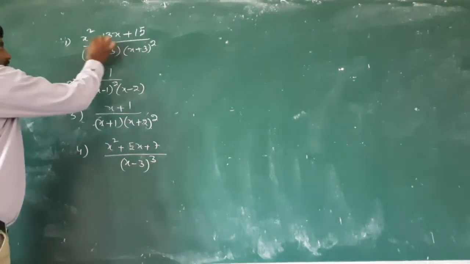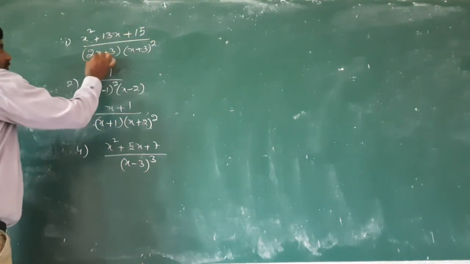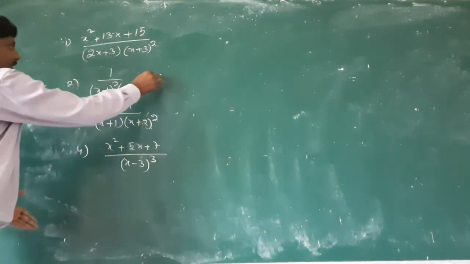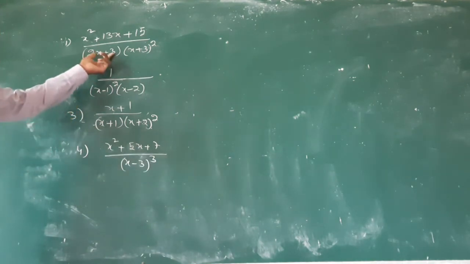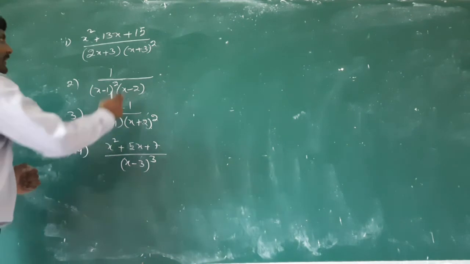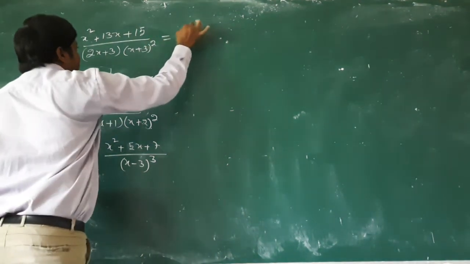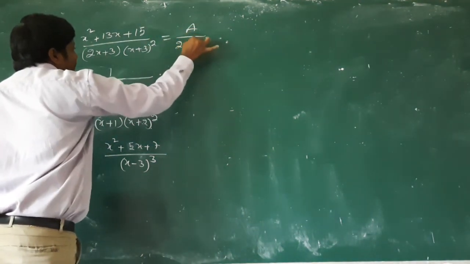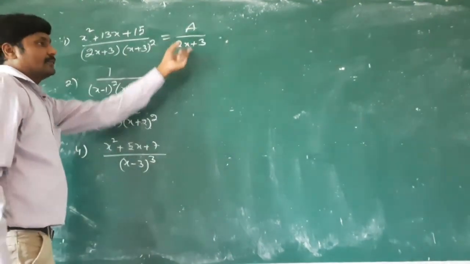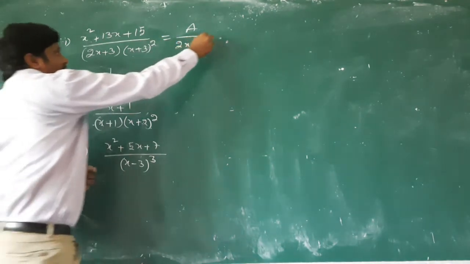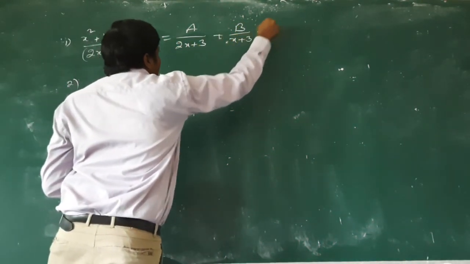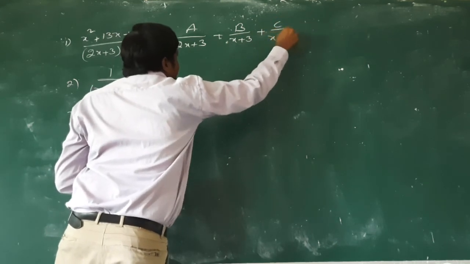Okay, first example, x squared plus 3x plus 15 by 2x plus 3 of x plus 3 whole square, and these four fractions are proper fractions, and g of x contains the repeated and non-repeated linear factors. Okay, this is A by 2x plus 3. 2x plus 3 is a non-repeated linear factor. That's why you take only A by it, and x plus 3 whole square is a repeated linear factor, so B by x plus 3 plus C by x plus 3 whole square.